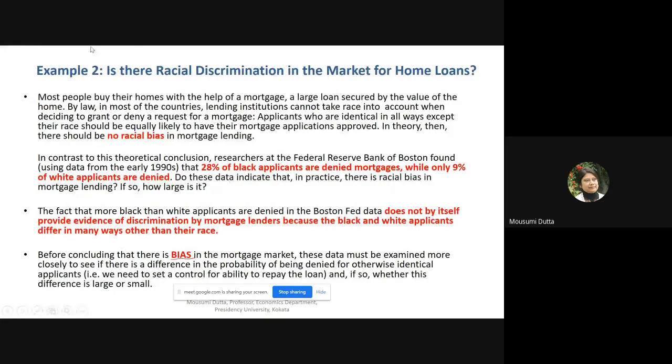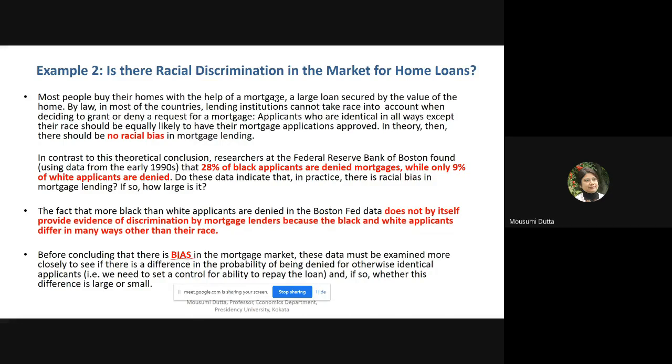Okay, next. There is another example. Is there racial discrimination in the market for home loans? Okay, so this kind of question comes many a times. There are different social groups or socioeconomic groups, and many a times we find that the availability of credit of several groups are lesser than availability of credit of other groups. This is a very common picture.